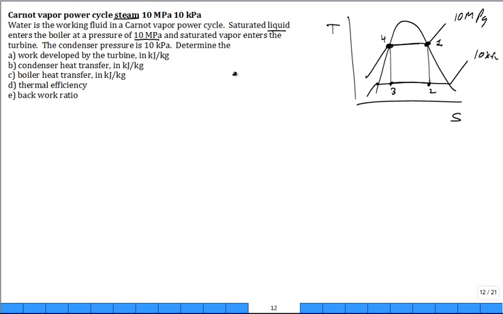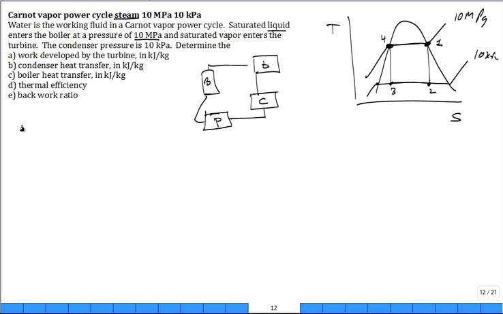If you want, I would go ahead and put them in: boiler, I'll just put a box, turbine, condenser. I'm going to call it pump, but it's kind of a funny name for a pump because it's a compressor as well as a pump. Okay. What is the work developed by the turbine in kilojoules per kilogram?